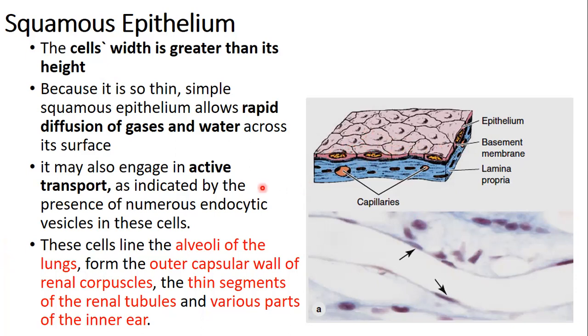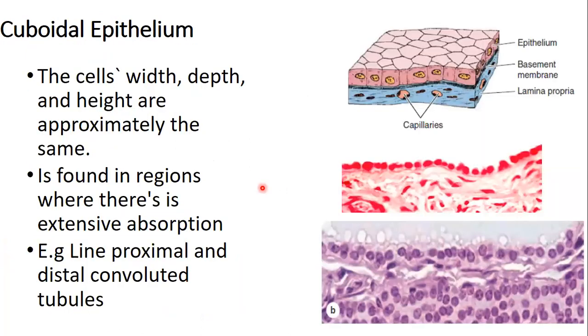Okay. Next is cuboidal epithelium. Cuboidal epithelium is epithelium made up of cells which have equal width, equal depth, and equal height. So all four sides of the cell are equal in terms of measurements. So these cells are fat cells, or they are broad cells. They are not flat.